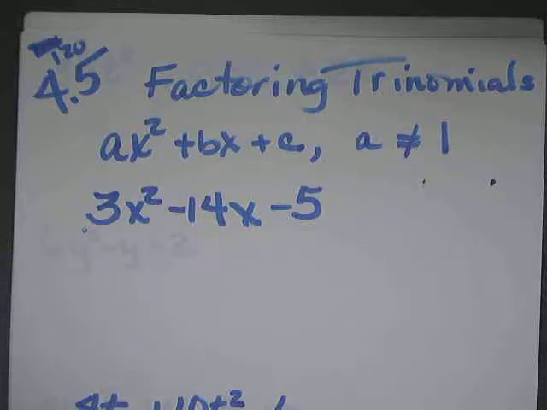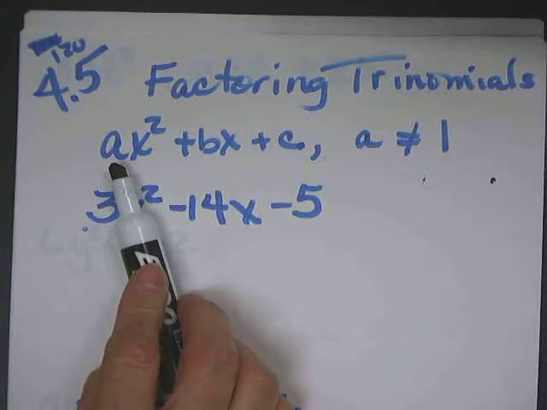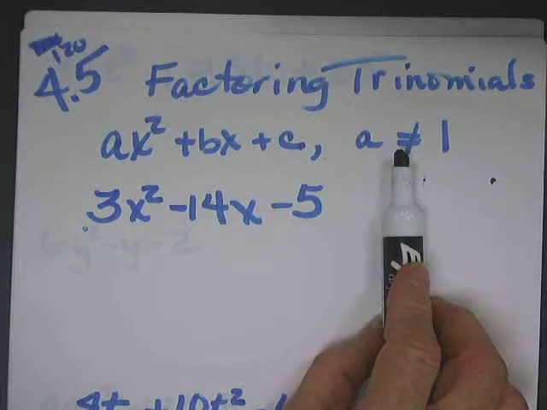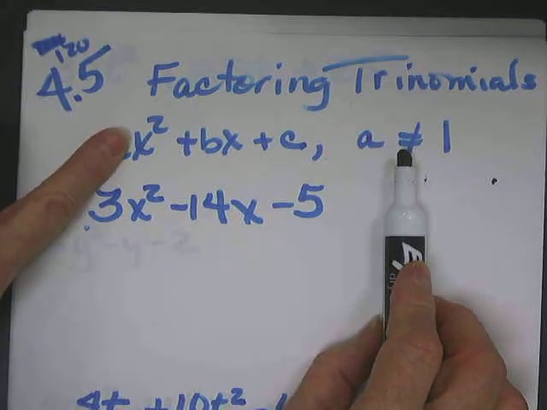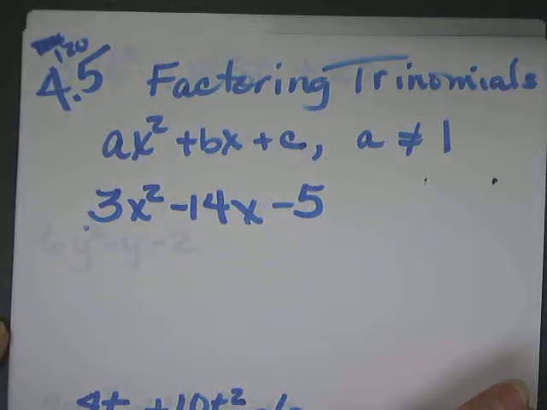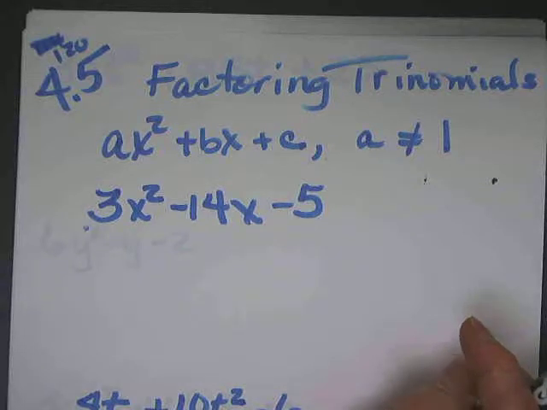Okay, 4.5 is factoring trinomials of the form ax squared plus bx plus c, where a is not 1. That means it's not just x squared. You'll have a number in front of the x squared. Okay? Like this. There's two ways to do it.